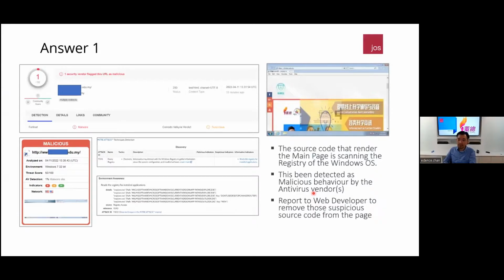So what you need to do is report to the developer to find out which code is doing this and remove the code from the web page.